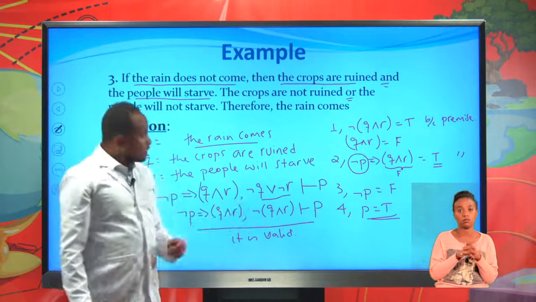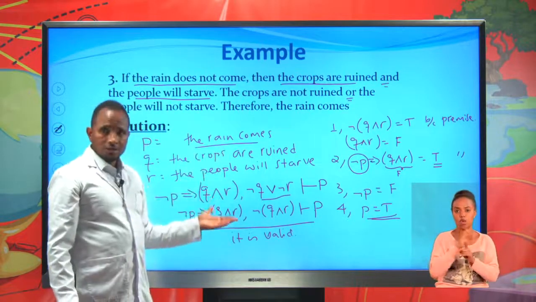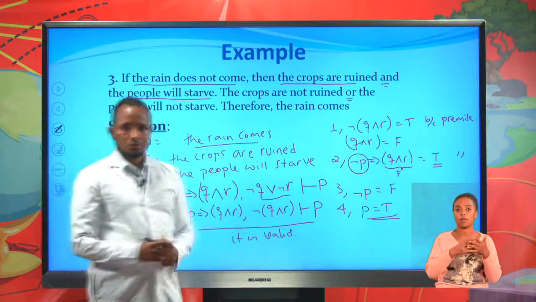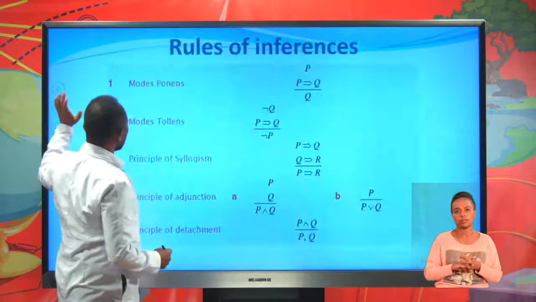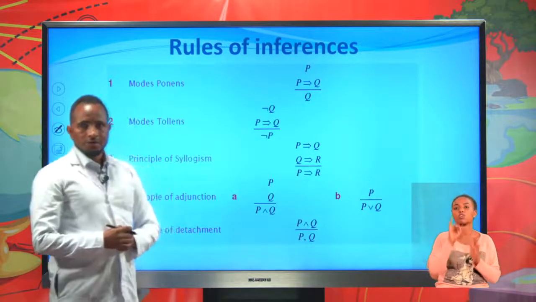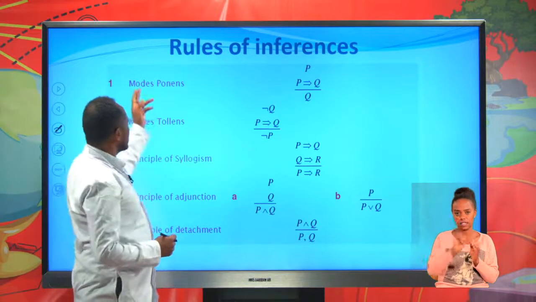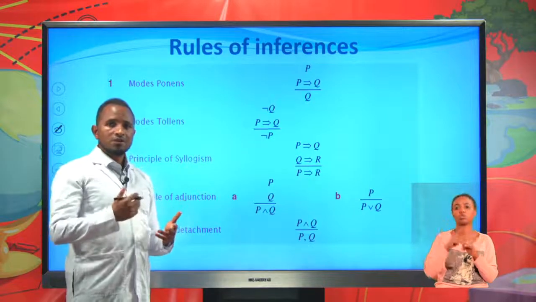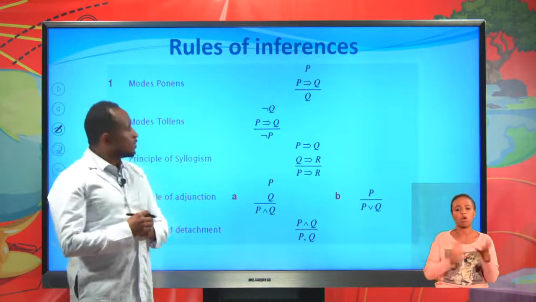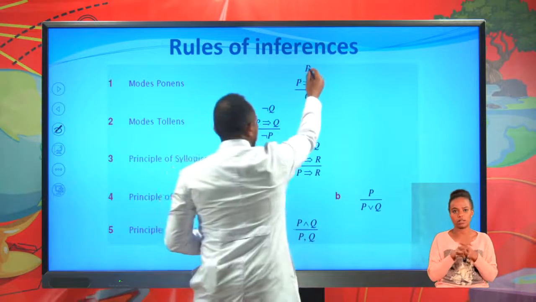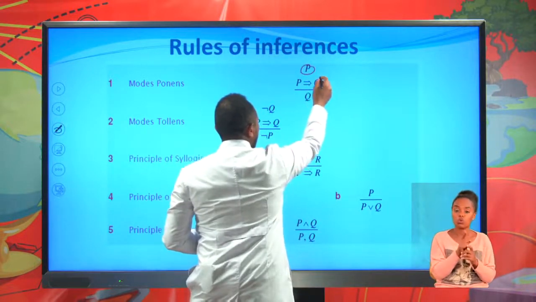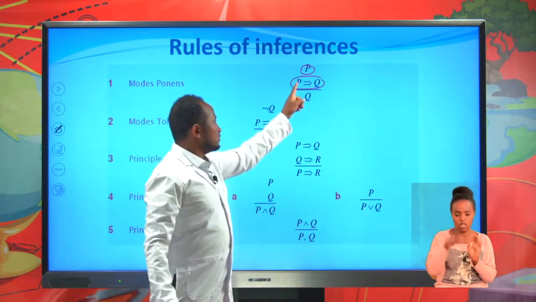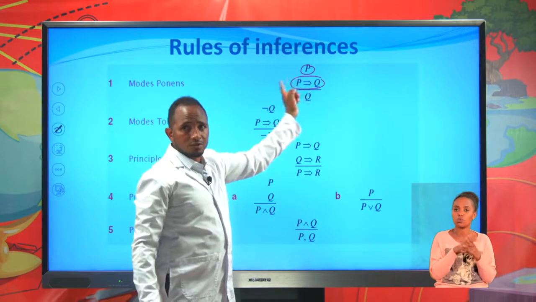Please, students, try to check the validity of this argument using a truth table. So let's proceed to the other part. Rules of inference. Here, the first rules, these rules are important to test the validity of some complex arguments. If P is true, this is a premise, and P implies Q is true, both are true, so Q must be true.